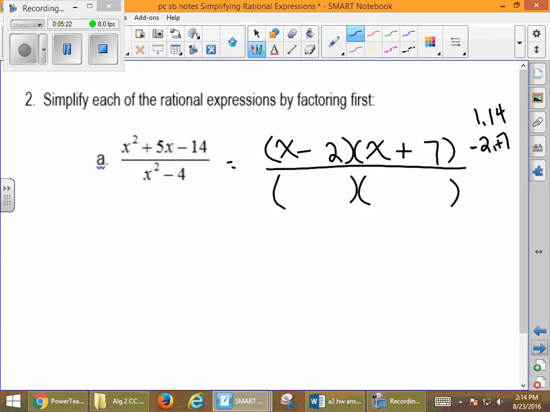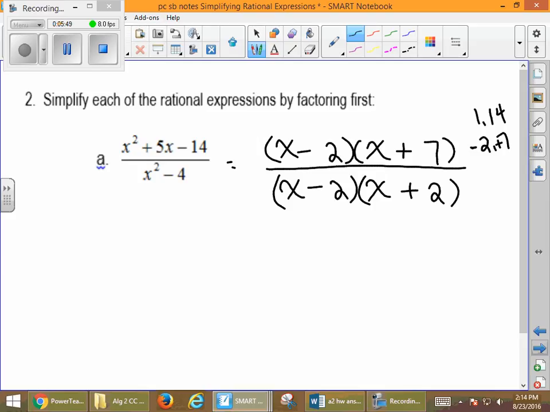But then, difference between two squares. Caitlin, McKenna, difference between two squares is the one that you forgot. X squared is x and x. 4 is 2 times 2. Difference between two squares, different signs.